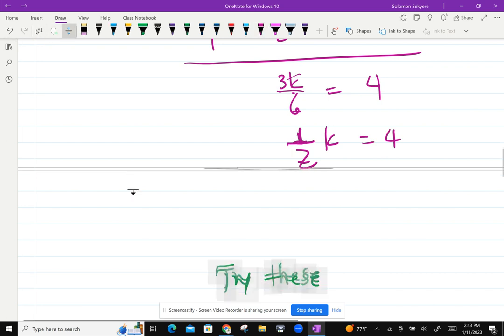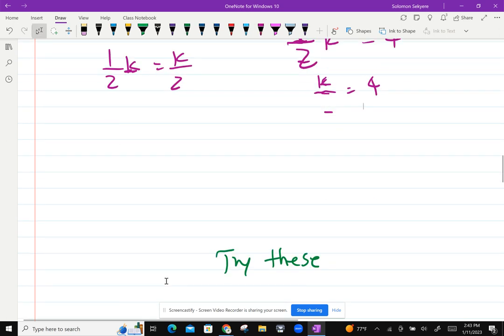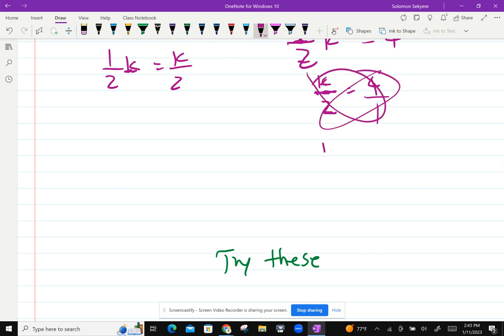And what did I tell you? If you have 1 over 2 k, the k in the middle is actually on the top, so k over 2. So we have k over 2 equals 4. Remember how to solve this? K over 2 equals 4. We make it over 1. We cross multiply. K equals 8.